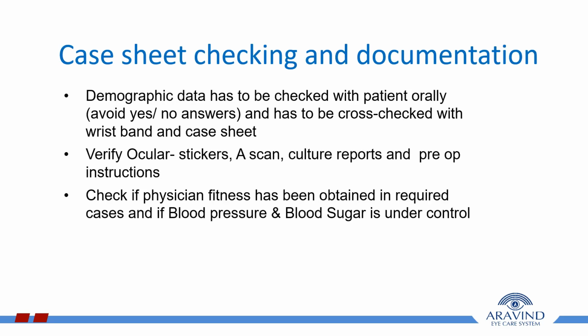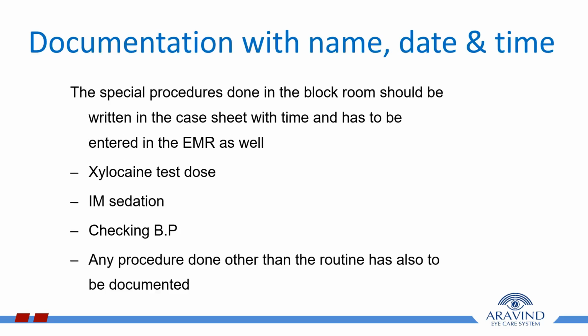Case-sheet checking and documentation. Demographic data has to be checked with patient orally, avoid yes or no answers and has to be cross-checked with wristband and case-sheet. Verify ocular stickers, A-scan, culture reports and pre-op instructions. Check if physician fitness has been obtained in required cases and if blood pressure and blood sugar is under control. Documentation with name, date and time.